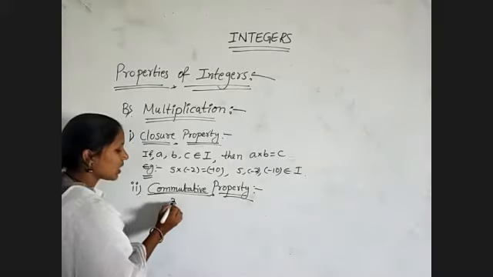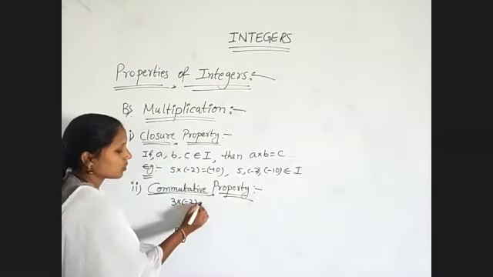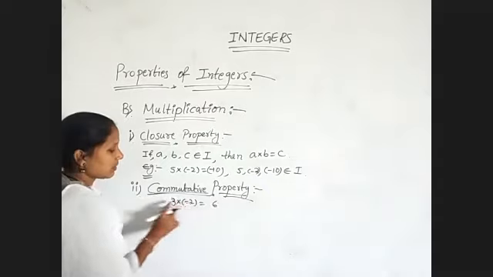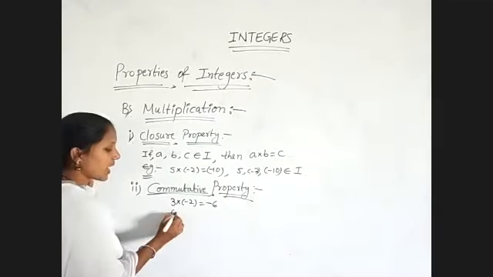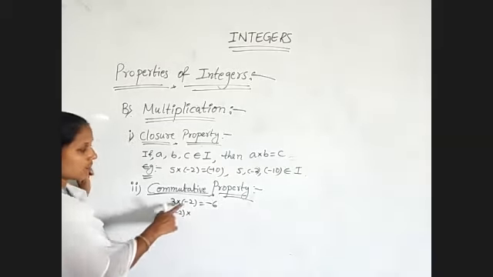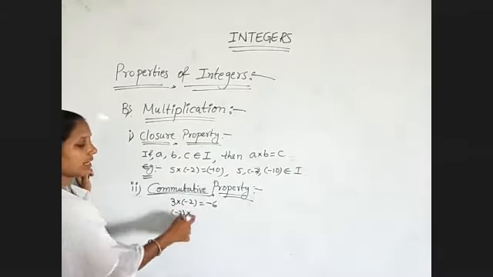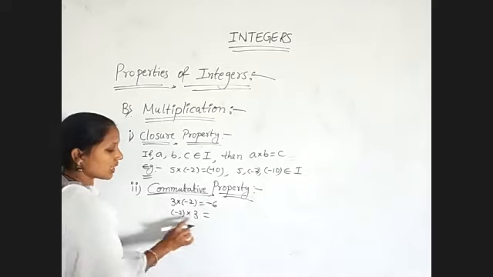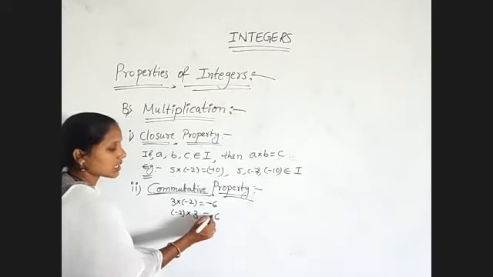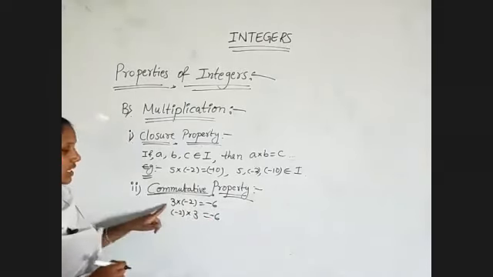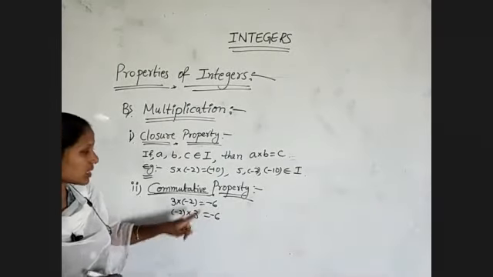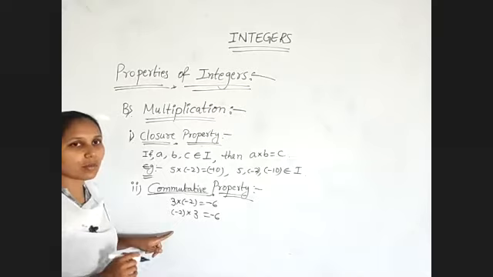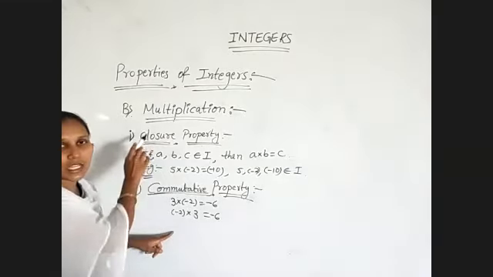See, 3 into minus 2. 3 2s are 6, plus into minus is minus 6. Now coming to minus 2, change the order. So first I am writing minus 2, then I am writing 3. 2 3s are 6 and minus into plus is also minus 6. So even if you change the order of two integers, the result is not changing. That means commutative property is suitable for integers over multiplication also.